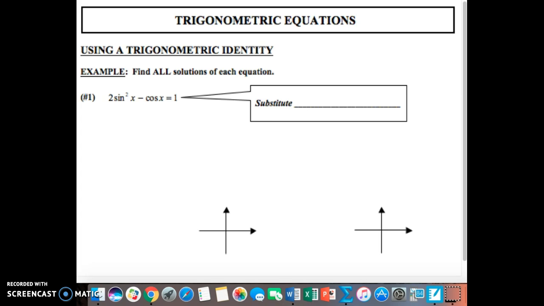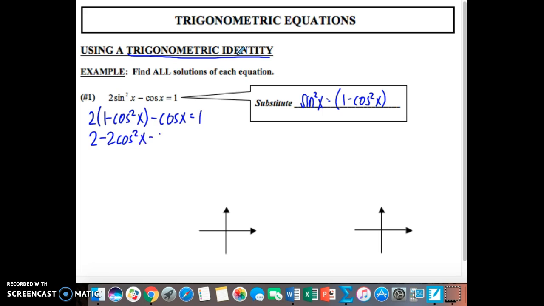Since we have a sine term and a cosine term, we are going to use a trigonometric identity in order to further solve this. So we are going to substitute 1 minus cosine squared of x in for sine squared of x. So then we have 2 times 1 minus cosine squared x minus cosine of x equals 1. Distributing this 2, we have 2 minus 2 cosine squared of x minus cosine of x equals 1. And since we have a cosine squared term, a cosine term, and a constant term, we know we are going to need to factor.